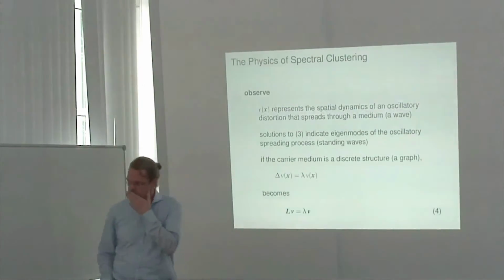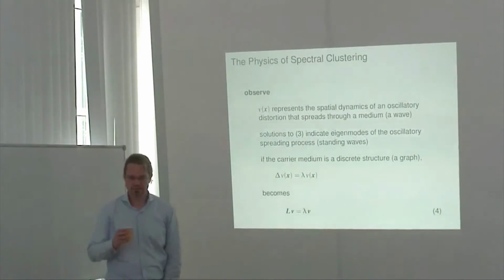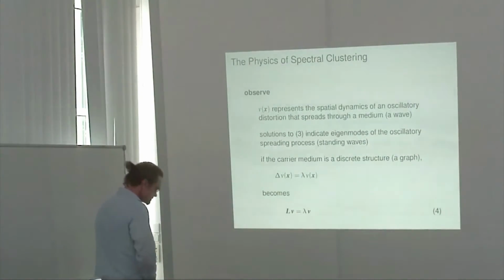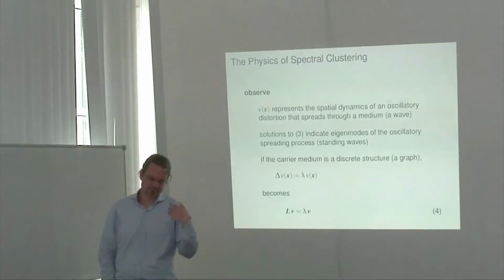You had a question? Yeah, I had a question. In order to get standing waves, we need to have special boundary conditions for the equations. What is the meaning of these conditions in the discrete case? In the what case? In the discrete case, so in just a graph.